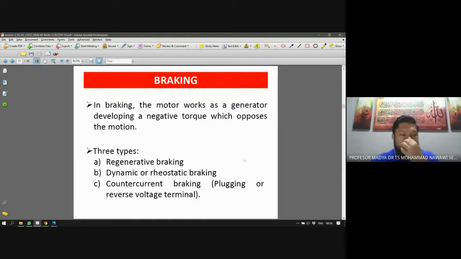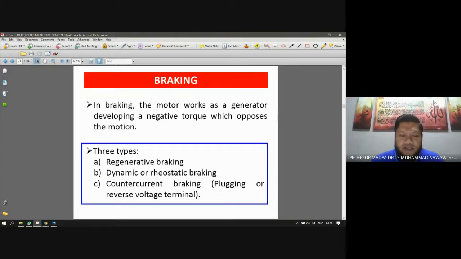In DC drive, braking is one of the important elements that we need to look at. This is not a normal braking system, whereby you have a disc brake, as if you apply for a vehicle. It's not manual braking, but we talk about electrical braking.